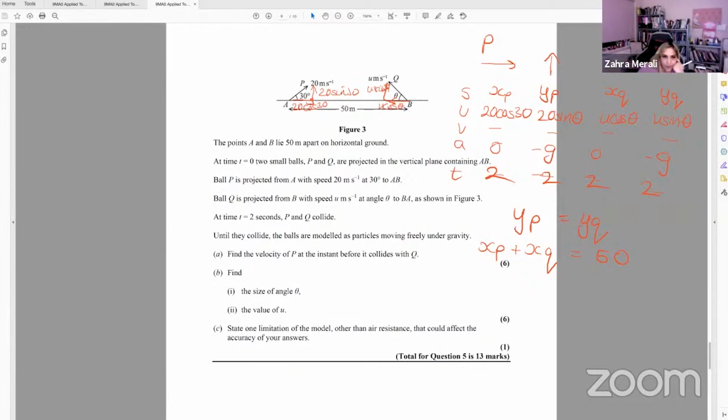What do we want to find out? Find the velocity of P at the instant before it collides with Q. That's not too bad. Remember the horizontal velocity doesn't change, so the horizontal component of the velocity of P will always be 20 cos 30.